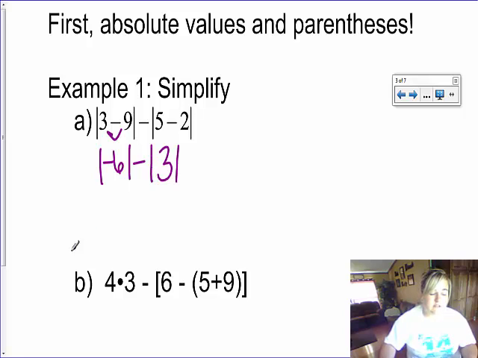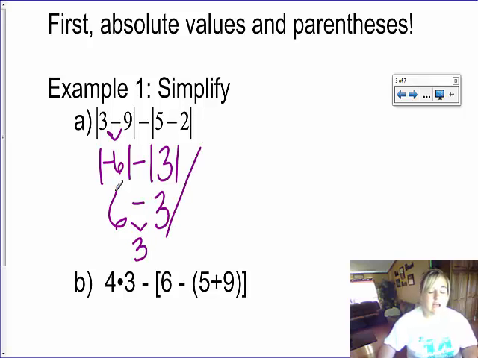So I have negative 6. The absolute value of negative 6 is 6 because negative 6 is 6 units away from 0. Bring down our subtraction. The absolute value of 3 is just 3 because it is 3 units away from 0. And 6 minus 3 gets us 3. Notice that even in the simplest of problems, I still have my tornado.